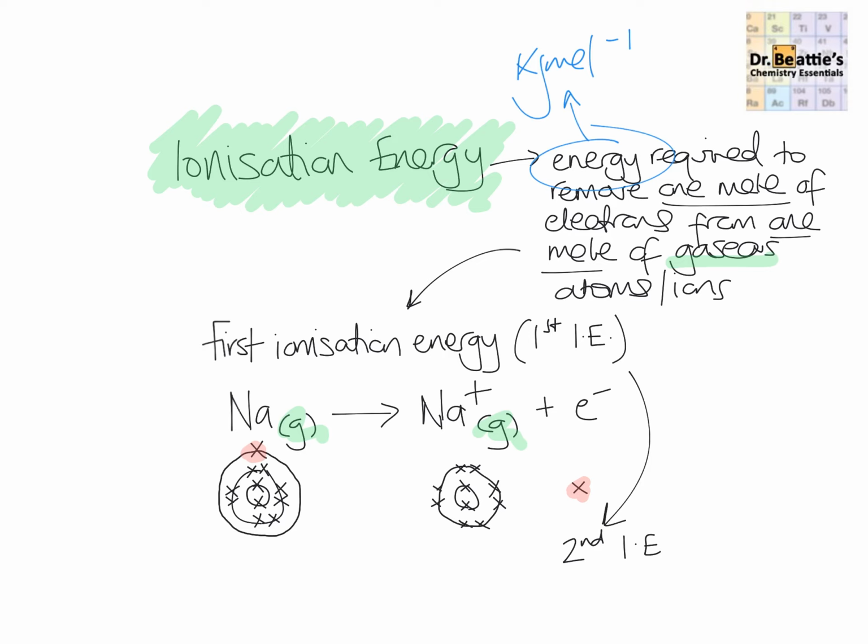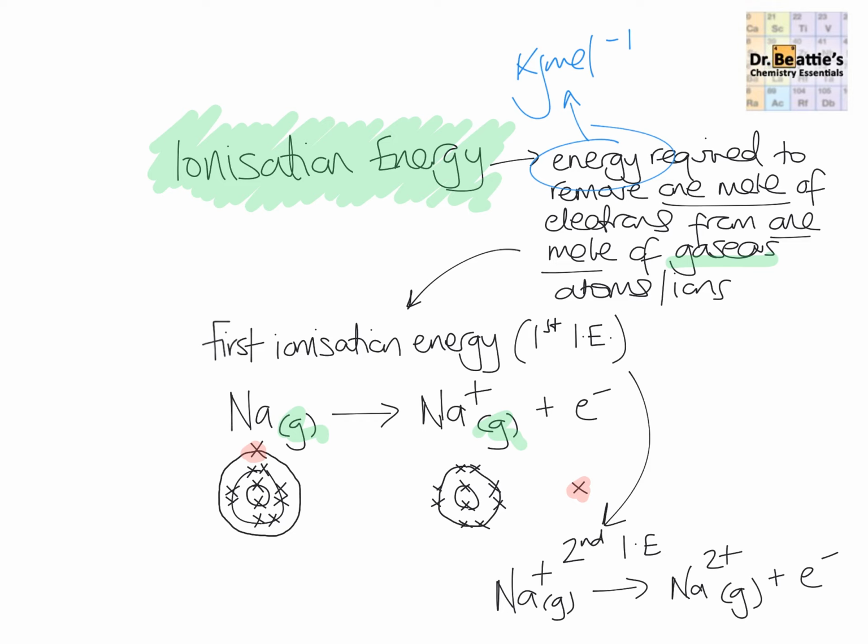Now, successive ionisation energies, which we'll be looking at later, is where we have then a second, third, fourth, etc. ionisation energy. And taking second ionisation energy as an example, the product from the first ionisation energy, the Na+, then becomes ionised once more to form Na2+, plus an electron. And it's a stepwise process. So the first ionisation must occur before the second ionisation can occur.